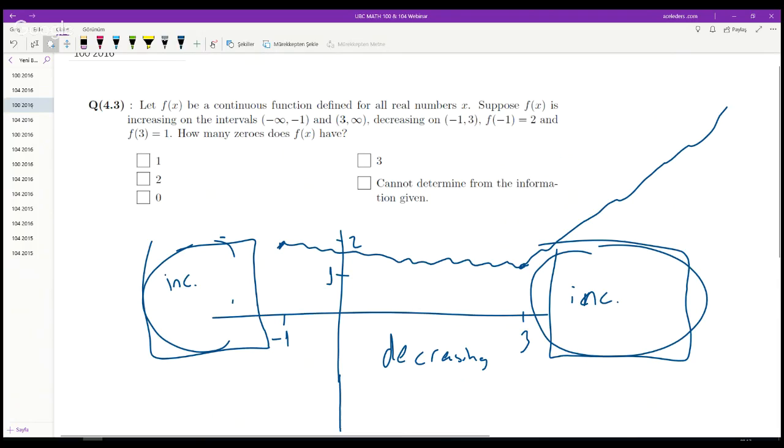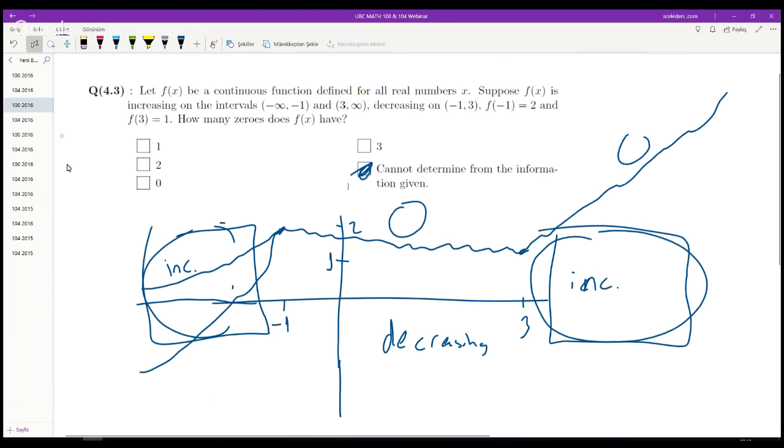So, okay, here increasing, right? So f(3) is 1, and then it must be something like that. Okay? Yes. Why is that? Because there are two possible cases. So we have determined this region and this region. But here, there are two possible cases. The first one is this one. The second one is this one. Okay? So we cannot determine from the information given. So since there are two possible cases before x equals to minus 1, then we cannot determine.